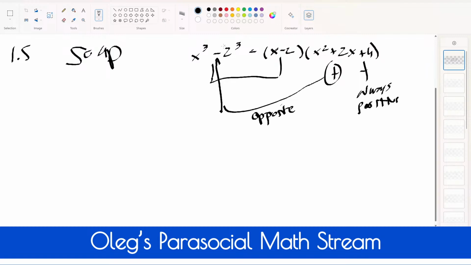So basically, same in the first portion, opposite, always positive. Same, opposite, always positive. This is turning into a football game chart. All right, and then let's look at the factorings we have here.